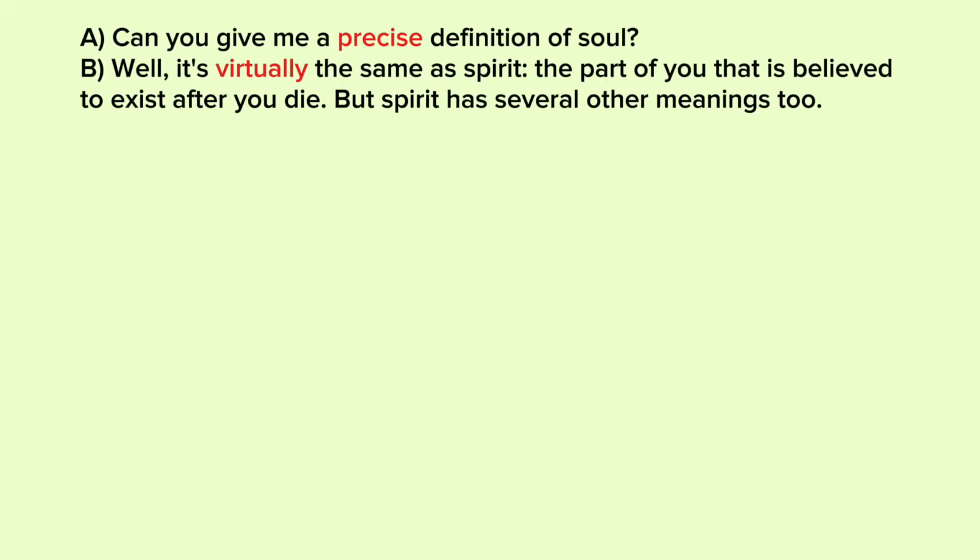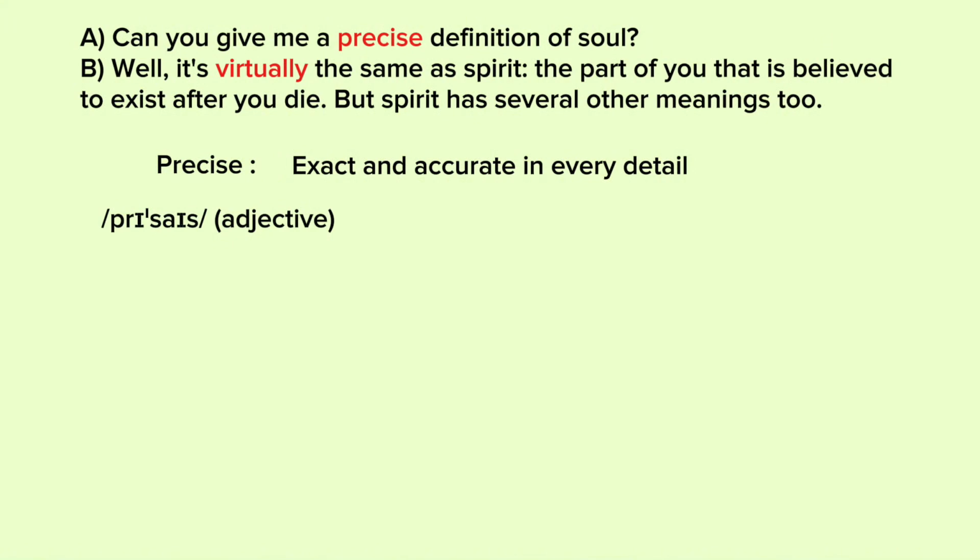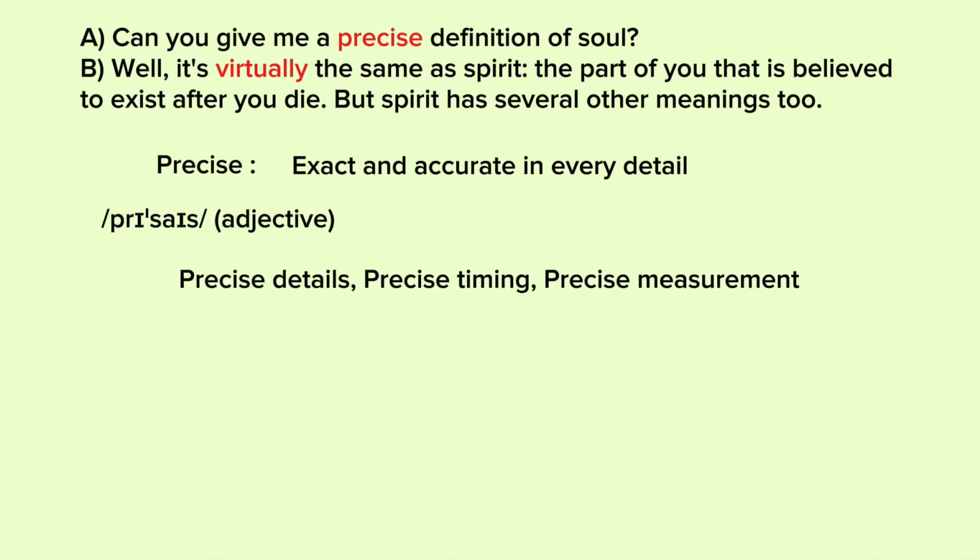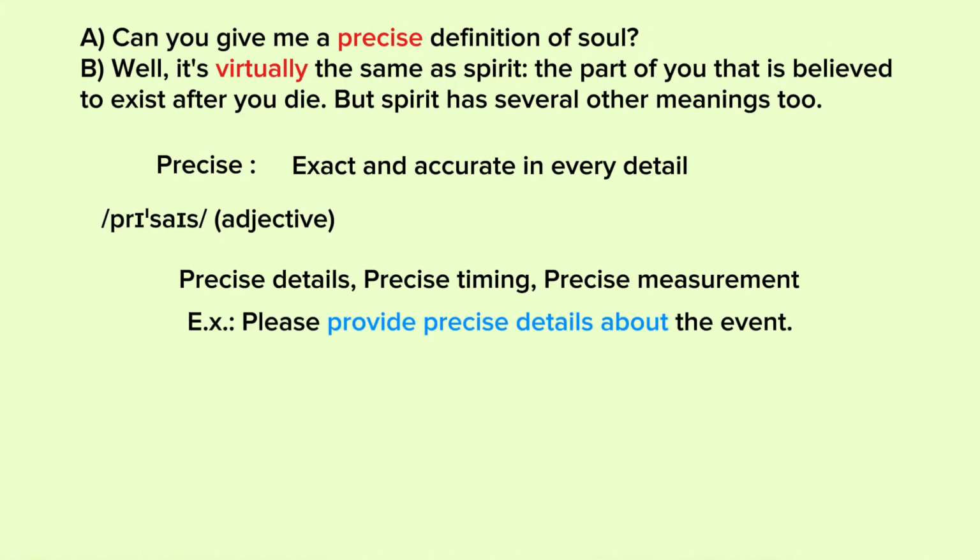Can you give me a precise definition of soul? B says, well, it's virtually the same as a spirit, the part of you that is believed to exist after you die. But the spirit has several other meanings too. Precise is an adjective and it means exact and accurate in every detail. Precise details, precise timing, and precise measurement. These provide precise details about the event.